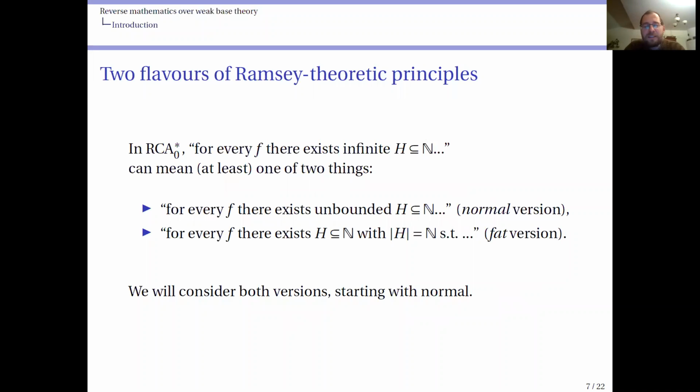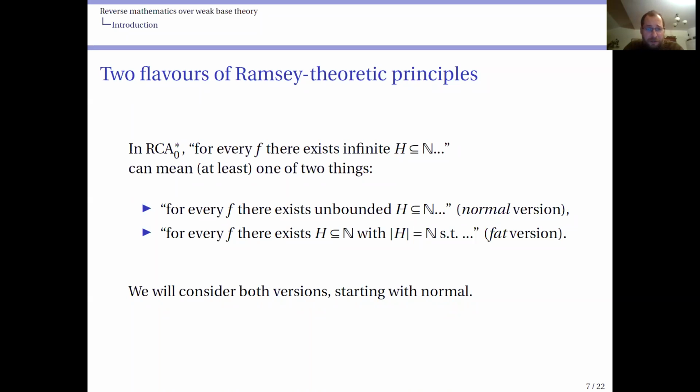It can have at least two meanings. The first is that infinite simply means unbounded, like, for example, that set A on the previous page in the picture. So for every F, there exists an unbounded H such that whatever. I'll take this to be the normal version of a principle. I do think that these are the proper versions, the correct versions to study over RCA0, or RCA0 star, sorry, the weaker base theory, but of course you can argue with that.